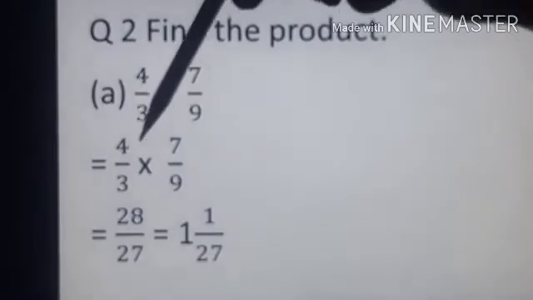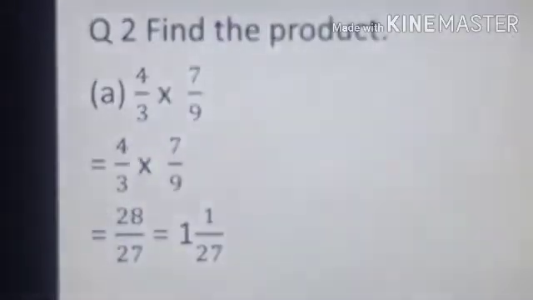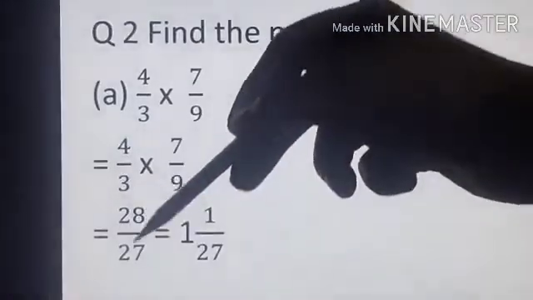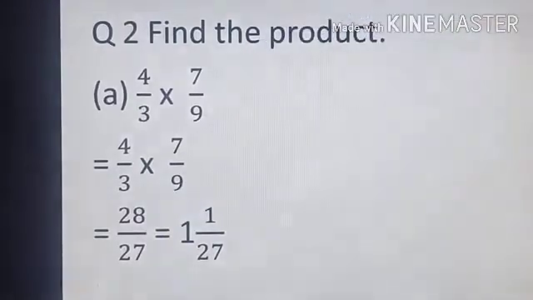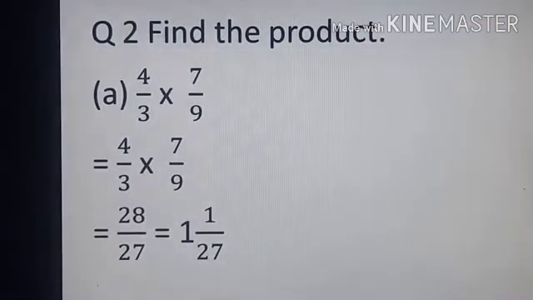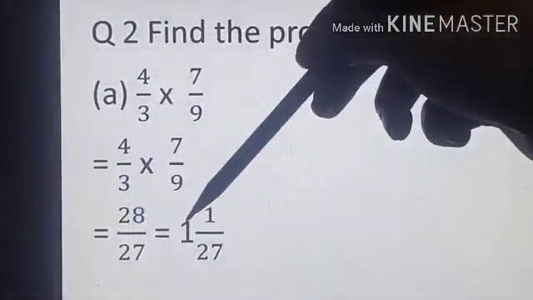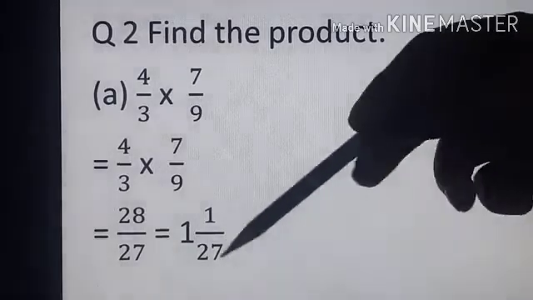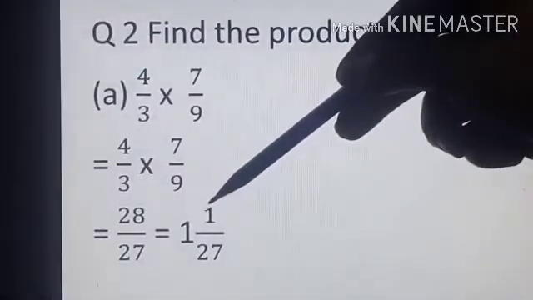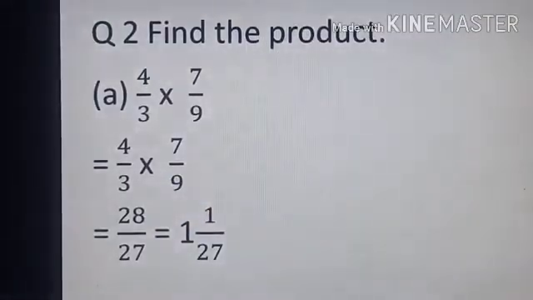We will multiply. 4 sevens are 28, 3 nines are 27. 28 divided by 27, orally you can find out 27 ones are 27, then remainder will be 1. So this whole improper fraction will change into 1 whole 1 upon 27. You can check your answer also. Check it. 27 ones are 27 plus 1, 28. 28 upon 27. Yes, correct? Right?